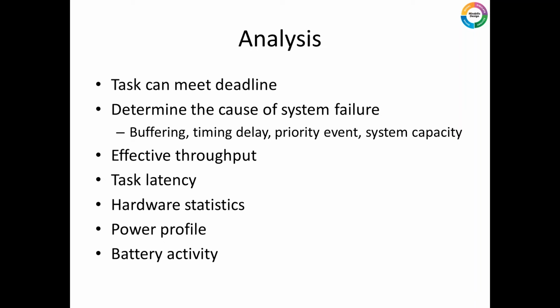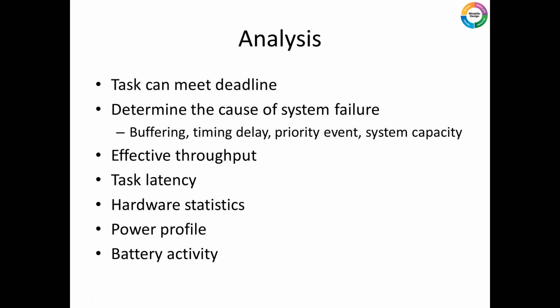The main goal of the analysis using the RAD750 is twofold. One is, can the tasks be completed within the deadline based on the scheduler that we're using? The second is to determine whether there is any possibility of system failures. And what is the system failure being caused by? Is it a lack of system capacity? Is it a buffering problem? Or is it the priority of the events?